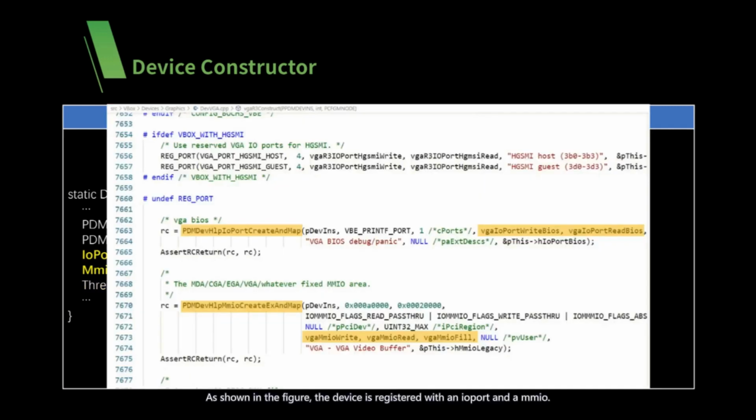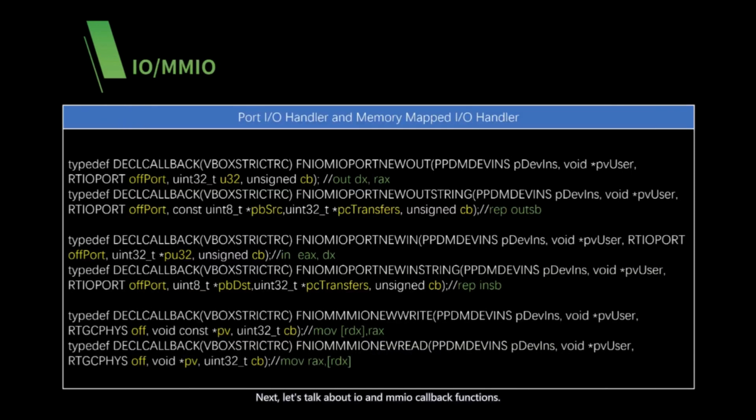As shown in the figure, the device is registered with an IO port and an MMIO. We can easily find their callback functions. They are the parameters of the registration function. Next, let's talk about IO and MMIO callback functions. As mentioned earlier, there are some instructions that can trigger IO and MMIO callbacks, such as the in and out instructions and the mov instruction.